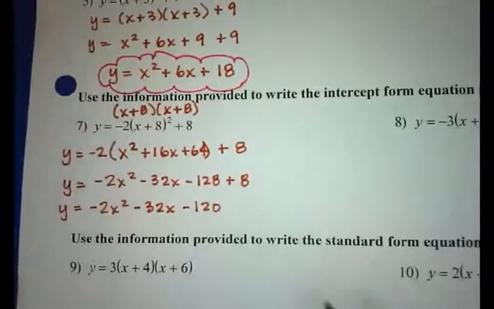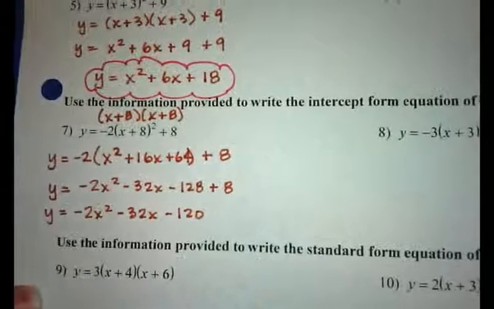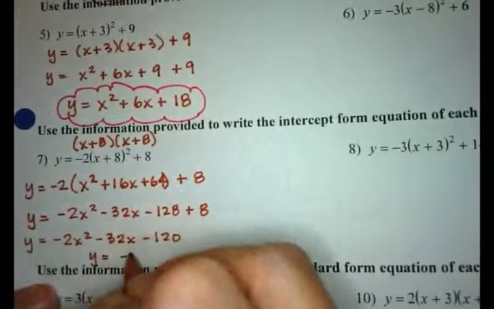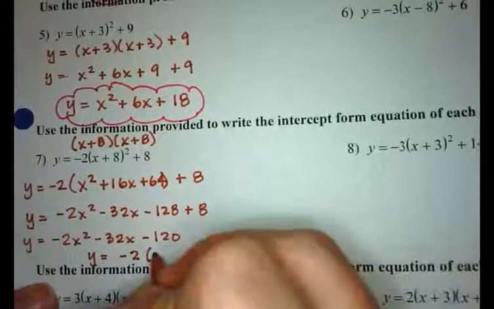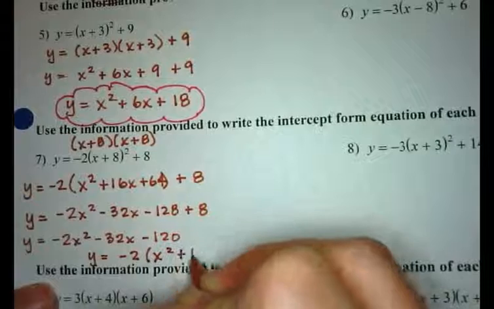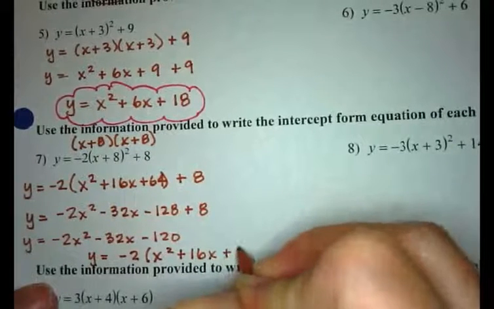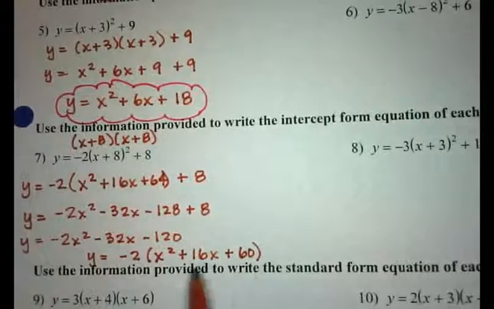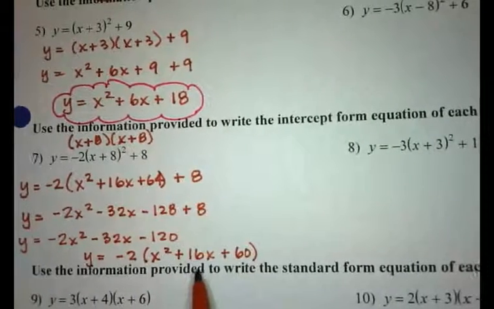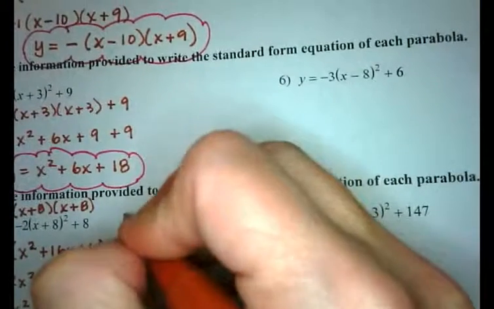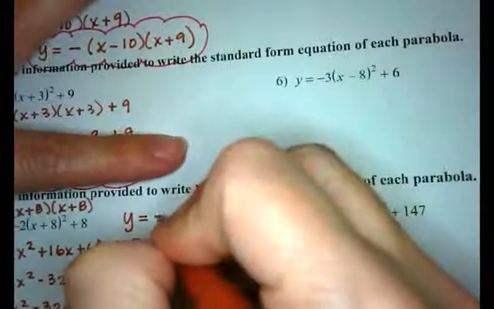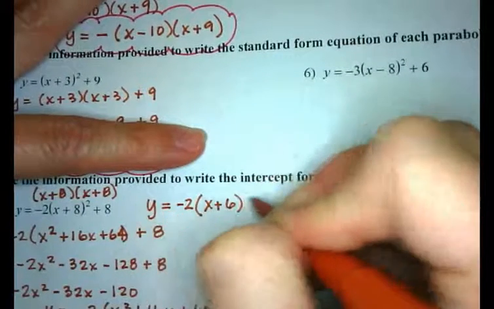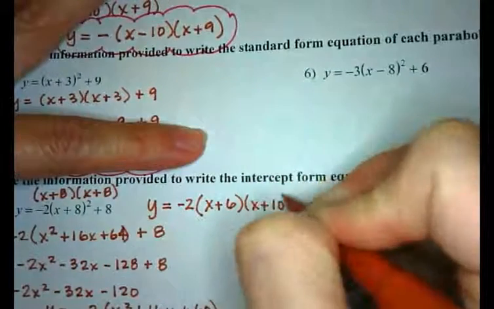Alright, so now I'm in standard form, and to get intercept form, what I need to do is to factor this. So I'm going to take out a -2, which would leave me with x squared plus 16x plus 60. And now I recognize that factors of 60 that would add up to be 16 would be 6 and 10. So I think I'm going to go up here for my answer. So the -2 is still out there. And then I have an x plus 6 and an x plus 10.